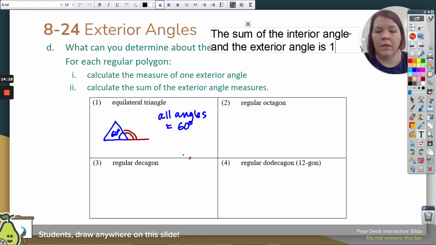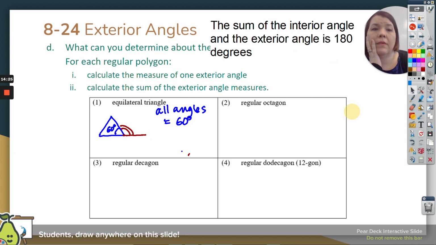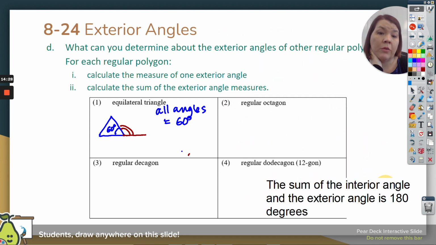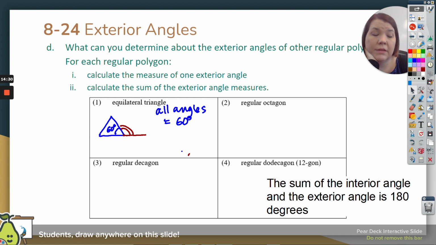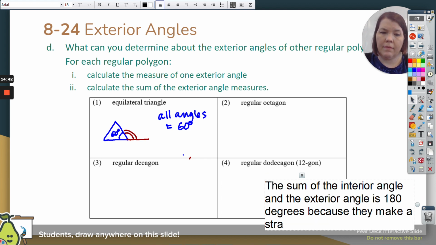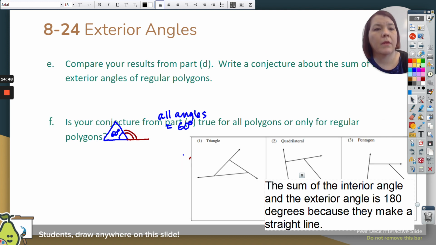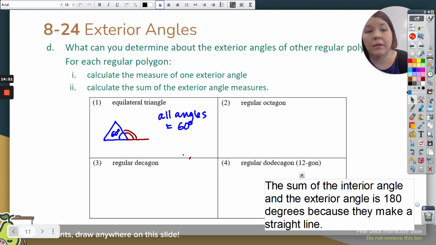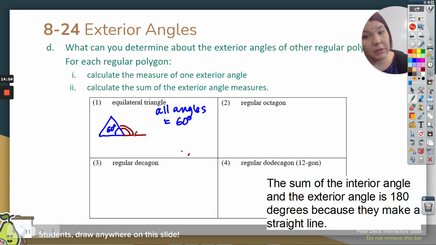So it's 180 degrees, no matter what we're talking about, because it makes a straight line. All right, all the interior angles add up to 360. The exterior angle here must then be 120, so that 60 plus 120 is 180.